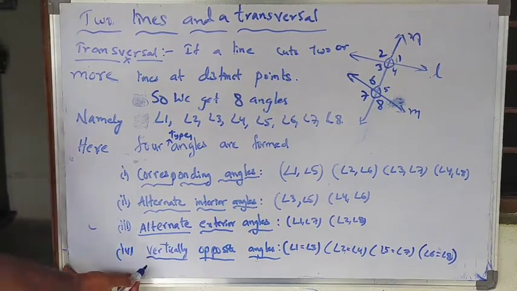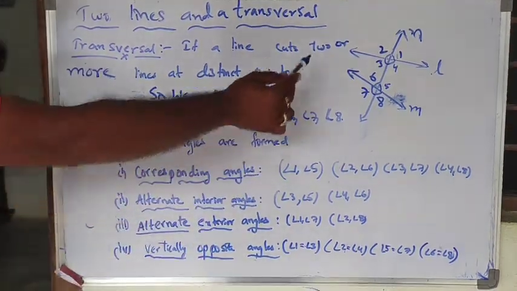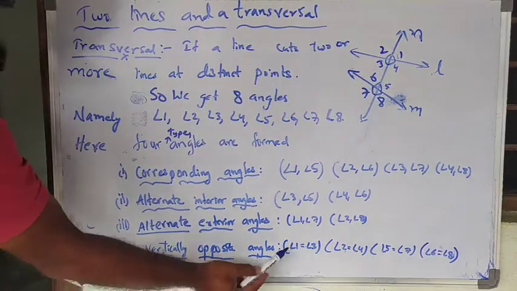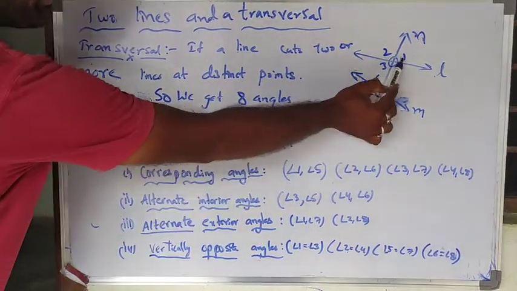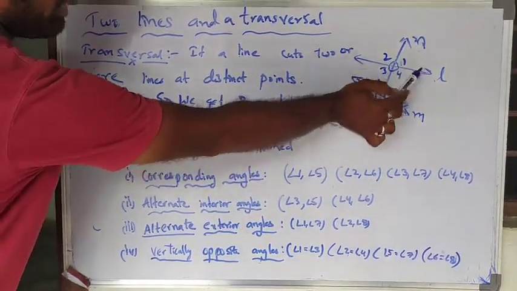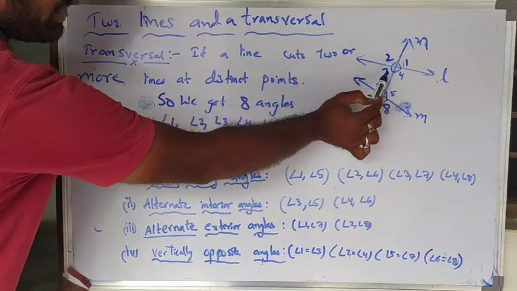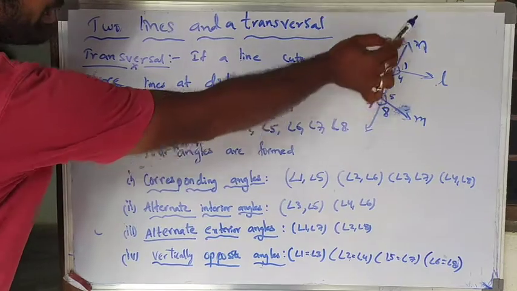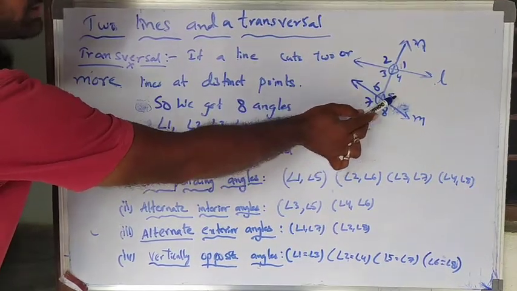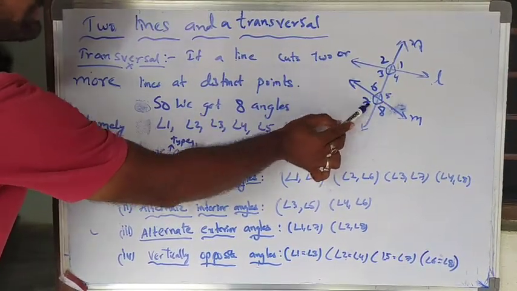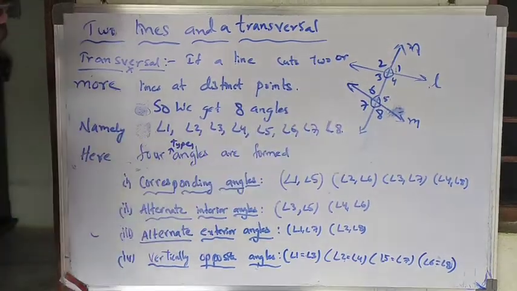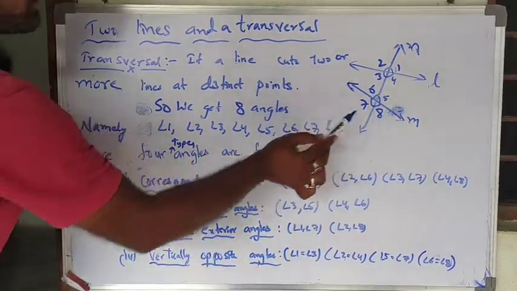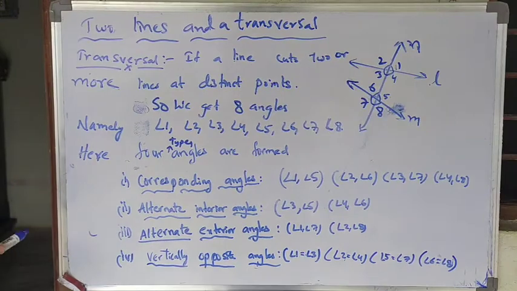Vertically opposite angles, as we already discussed, are equal whenever two lines are intersecting. Here line L and line N are intersecting lines. So angle 1 equals angle 3, angle 2 equals angle 4. And line M and line N are also intersecting, so angle 5 equals angle 7, angle 6 equals angle 8. These are called vertically opposite angles, which are equal.